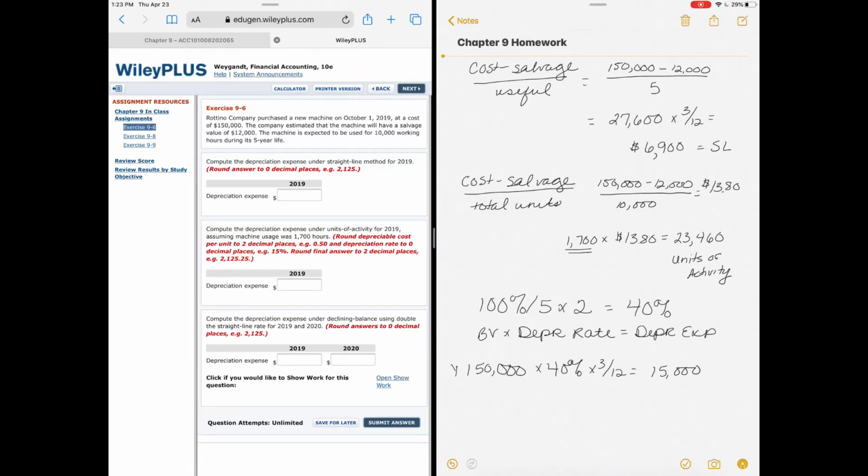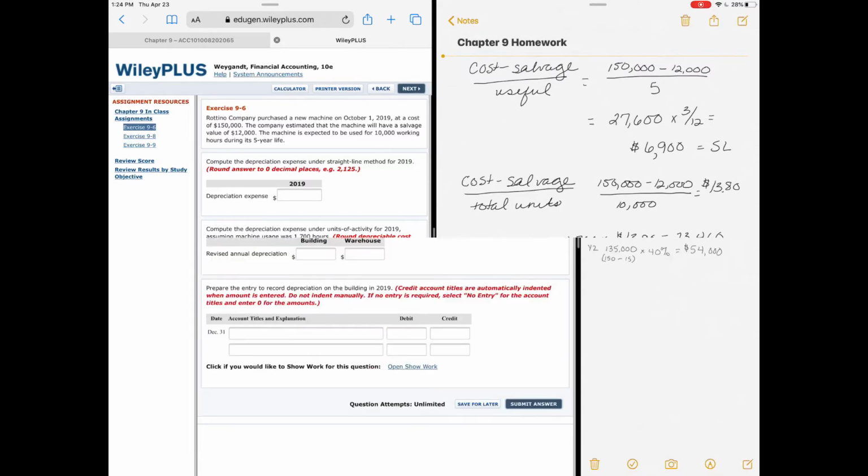Now, let's look at year 2, or in 2020. I take my book value, which is now $135,000. I get that by taking the 150 minus the 15, cost minus accumulated depreciation, and I'm going to times that by 40%. In year 2, it's a whole year in 2020. So my depreciation for year 2 should be $54,000.